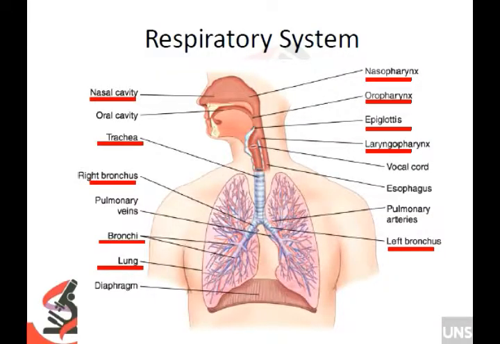In the introduction, we must know the anatomy of the respiratory system. There are upper and lower respiratory anatomy. As you can see, here are the nasal cavity, nasopharynx, oropharynx, epiglottis, and laryngopharynx. These are the upper respiratory system, and below the vocal cord is the lower respiratory system.